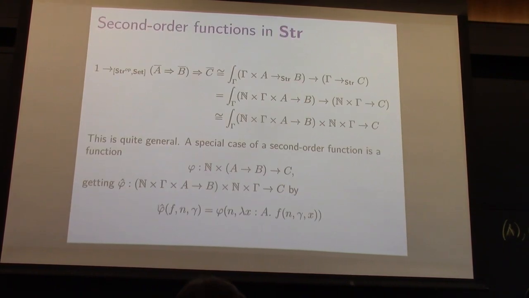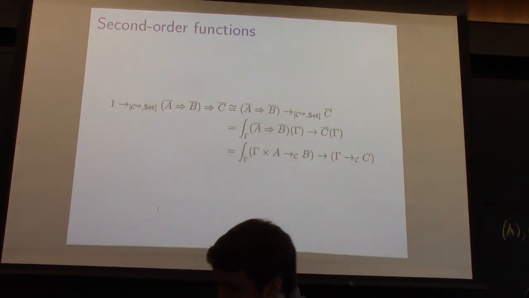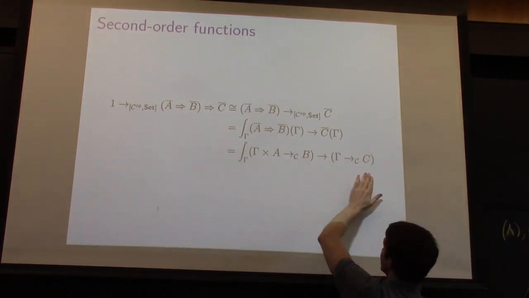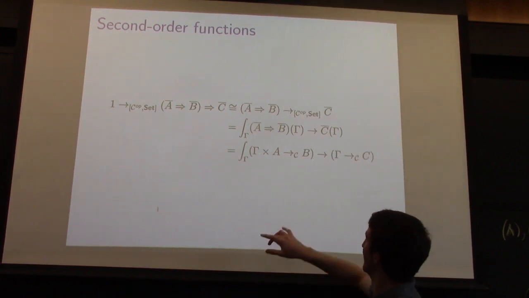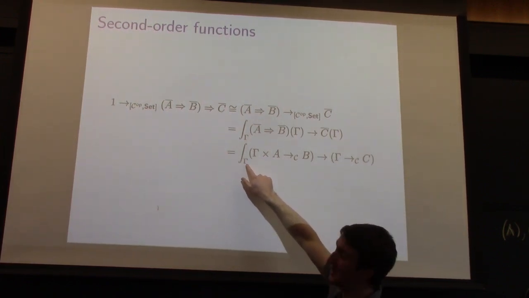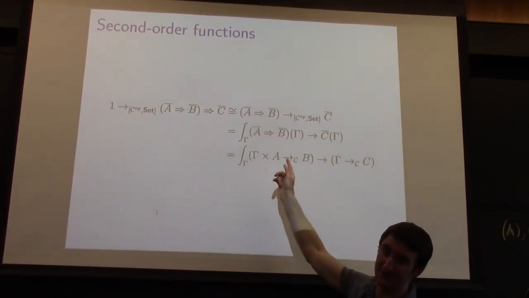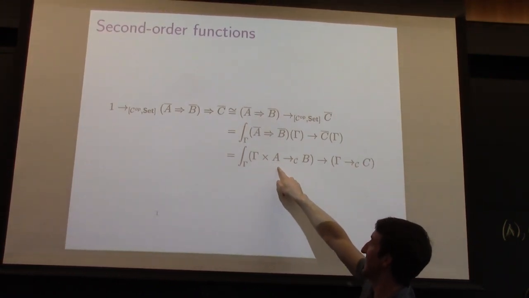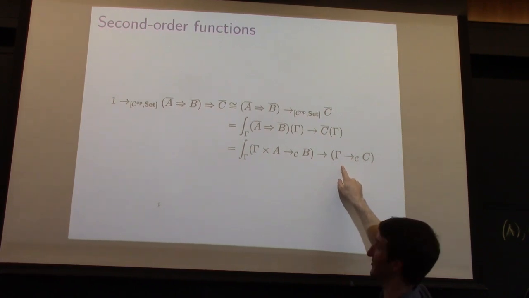Okay, so really a second order function in any category here is going to look something like this. What it's going to do is, for any gamma, you have to take, let's say, a continuous map, I'll just think about it like this, from gamma and A to B, and you have to produce one from gamma to C.